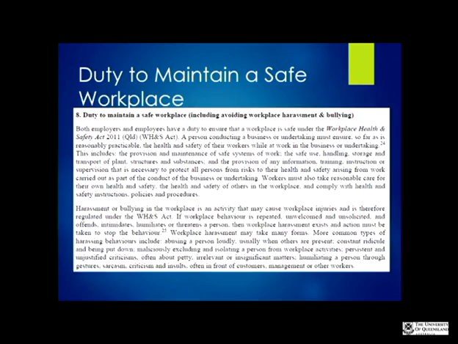So that means providing and maintaining safe systems of work, the safe use, handling, storage and transport of plant and structures and substances, and provision of information, training, instruction and supervision to protect them from risks to their health and safety. And workers have a reciprocal obligation to take reasonable care for their own health and safety, for the health and safety of others in the workplace, and to comply with health and safety instructions, policies and procedures.